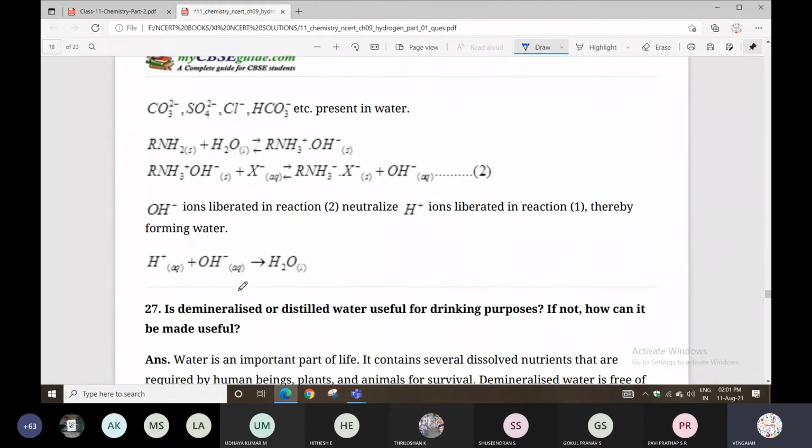So OH- ions will be liberated in reaction 2 and neutralize the H+ ions liberated in reaction 1, thereby forming water. So H+ and OH- will form water. Okay? Next one is, is demineralized or distilled water useful for drinking purpose?